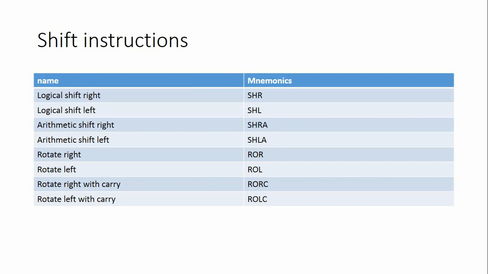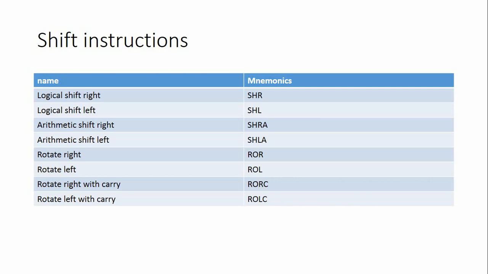If we talk about rotate, the rotate instruction produces a circular shift. Bits shifted out of the end of the word are not lost as in logical shift, but are circulated back into the other end in a circular way.